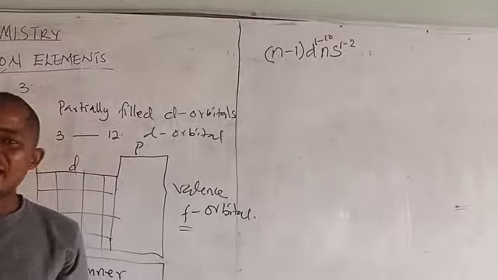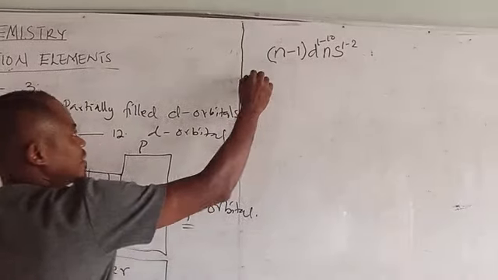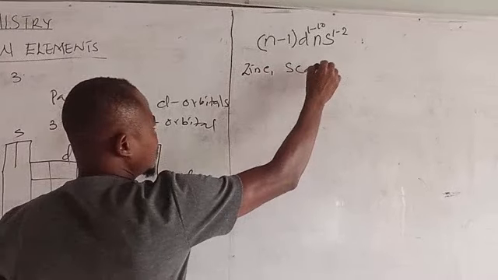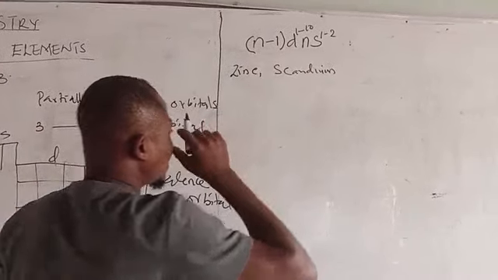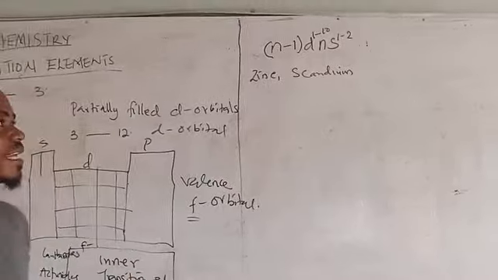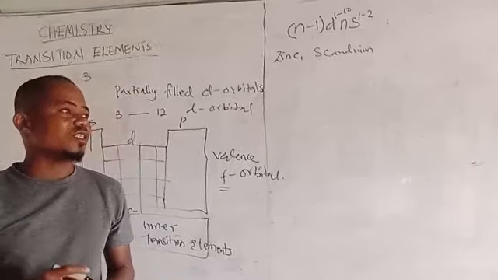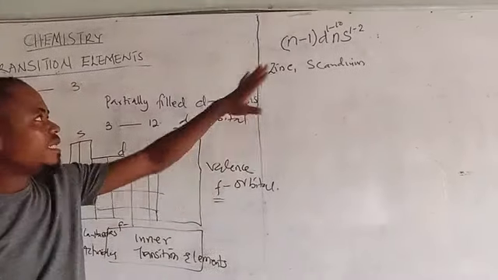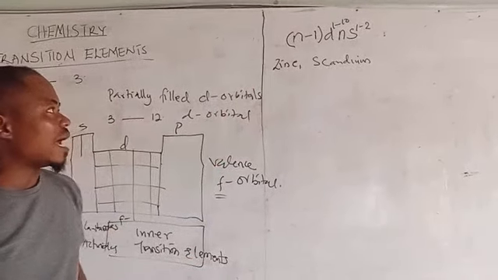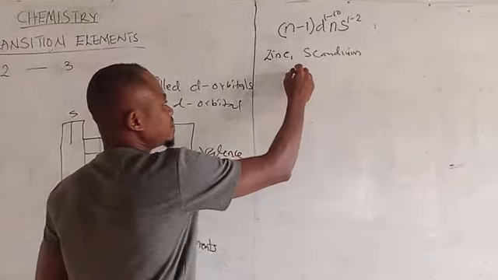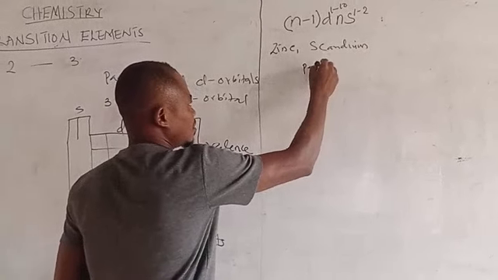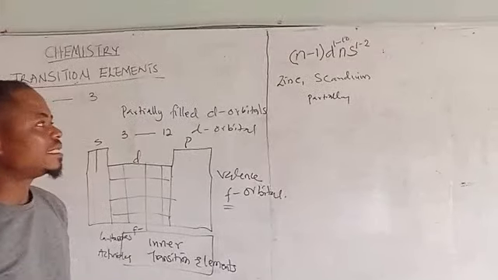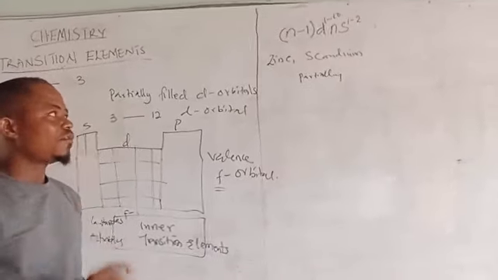Now, some elements like zinc, scandium, are not classified as transition metals because they do not follow this rule. The d orbitals of zinc in particular is not what? Partially filled. It's not partially filled. It is completely filled.